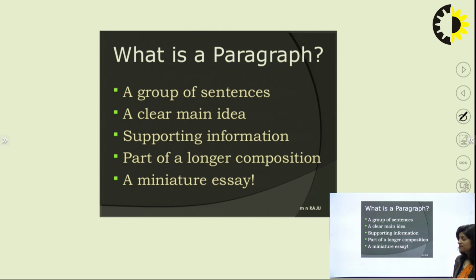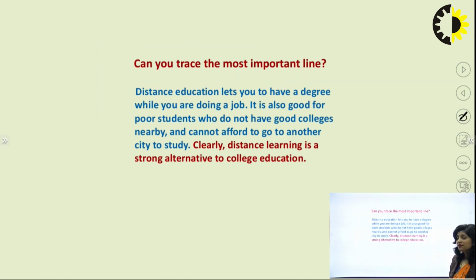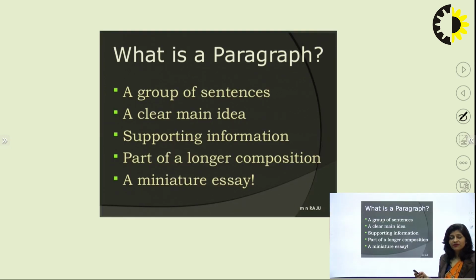Now let's understand what a paragraph is. As you have seen in the two examples mentioned in earlier slides, how the idea is developed in a paragraph. The most common things you find in these paragraphs are lines and one topic sentence. It means that a paragraph is a group of sentences which has only one main idea. The sentences in a paragraph are all connected to each other.